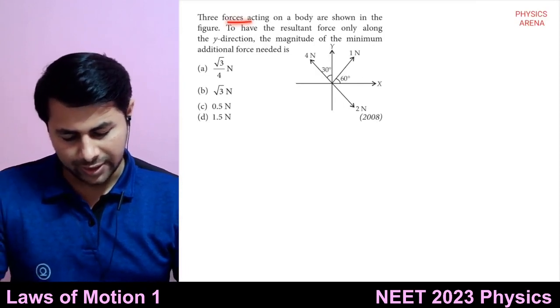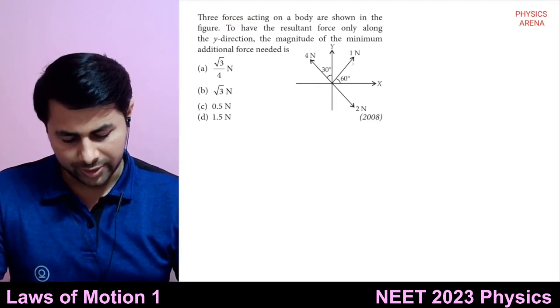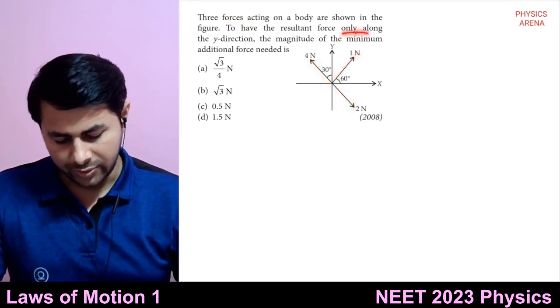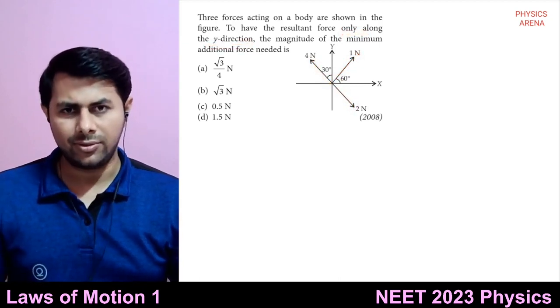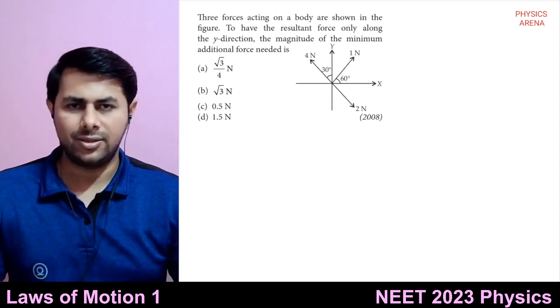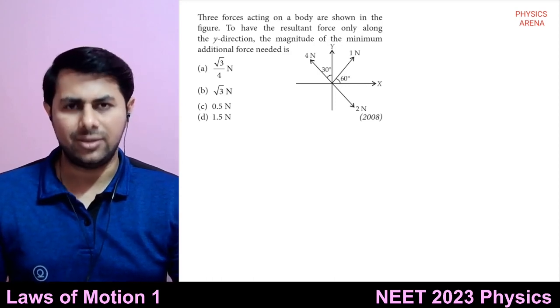Three forces acting on a body are shown in the figure. Okay, there are three forces, 1, 2, 3. To have resultant force only along y direction. Okay, you want resultant force only along y direction. The magnitude of minimum additional force needed is. Okay, so what is minimum additional force that you will need?